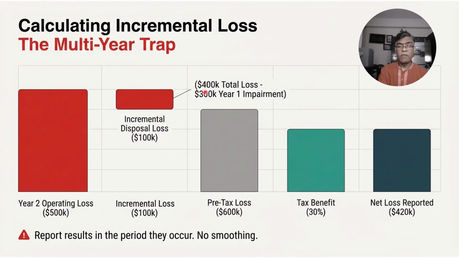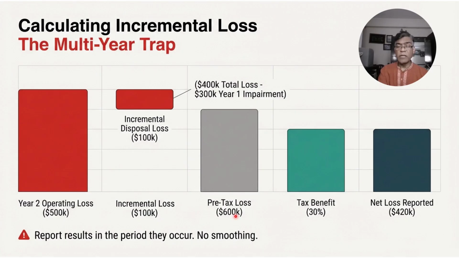The second red bar shows incremental disposal loss, 100K. How to calculate? 400K is the total loss and 300K was the year 1 impairment. So this is the incremental disposal loss. When did it occur? In year 2. So total loss, operating loss plus incremental loss: the 500K plus 100K equals 600K. And this is pre-tax loss.